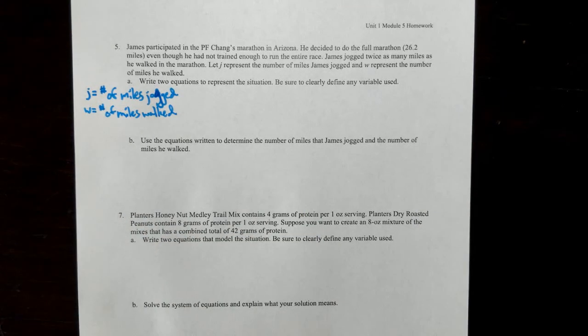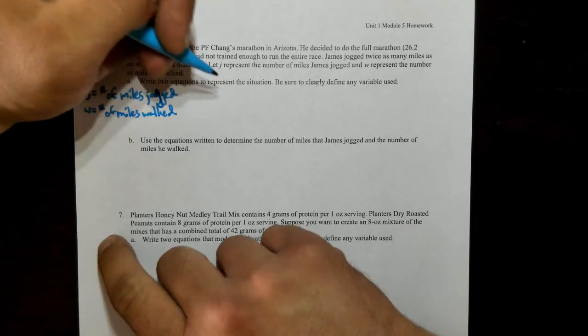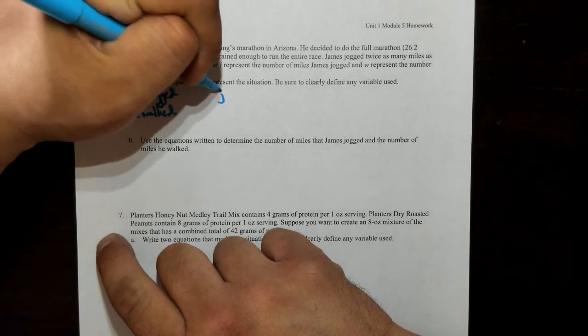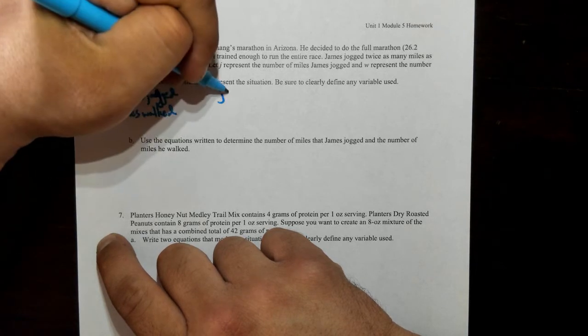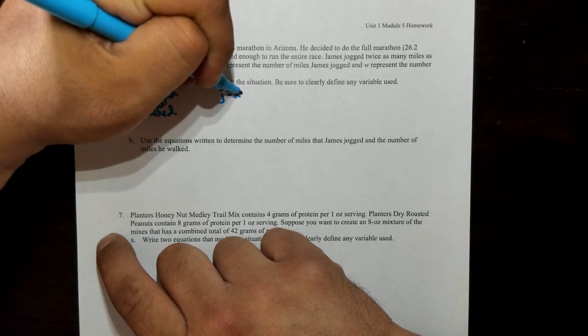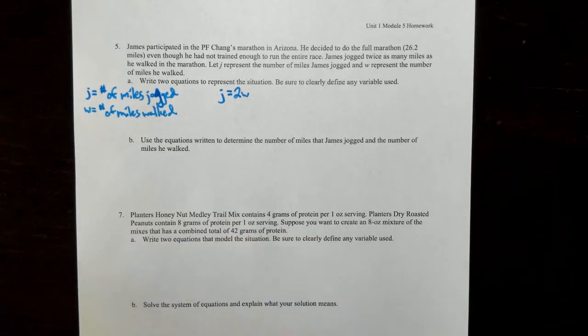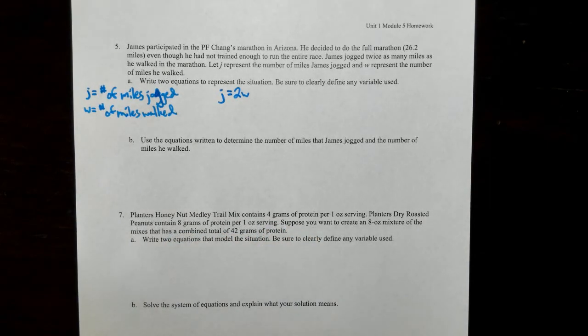So let's create these two equations here. Let's see, what can we gather from the text? James jogged twice as many miles as he walked. So can I say that if he jogged twice as long, that jogging is equal to 2 times the amount that he walked? Yes, that's a true statement.